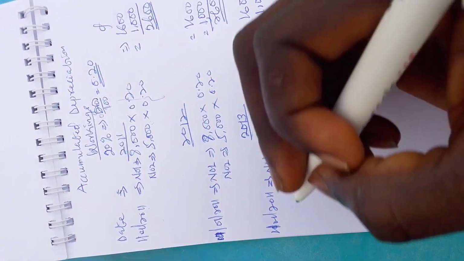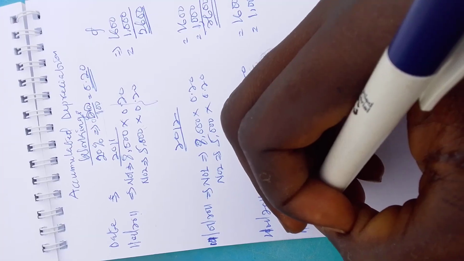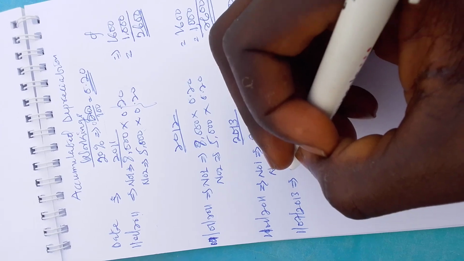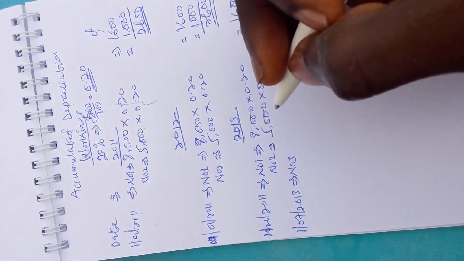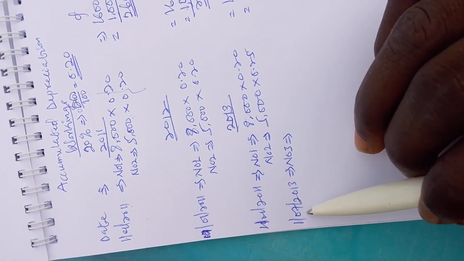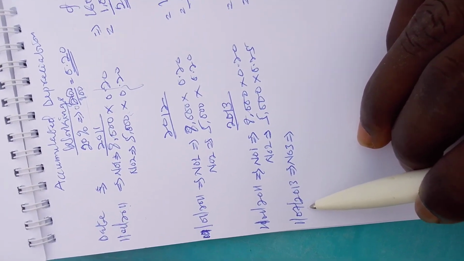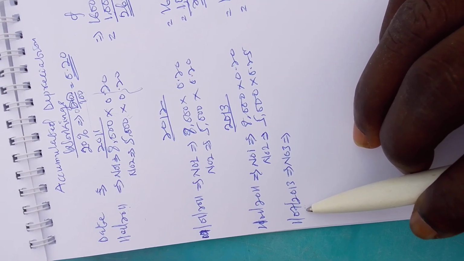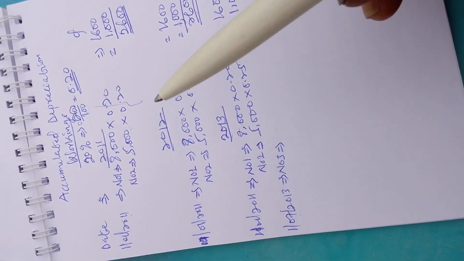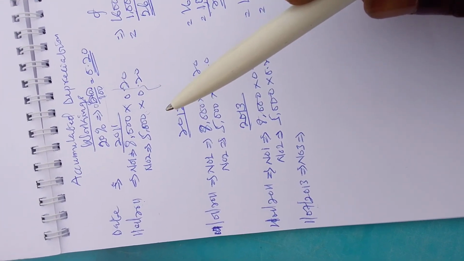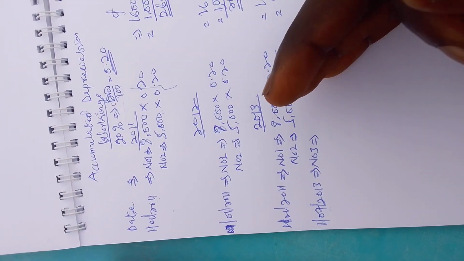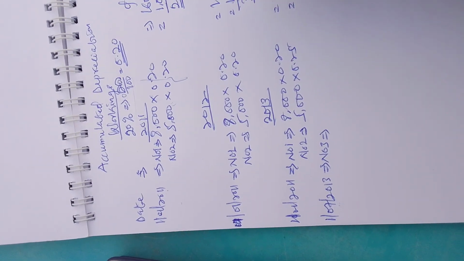So on 1st July 2013, asset number 3 was purchased. It means that the asset was being used from when it was purchased. This is how we assume it: the day the asset was purchased was the day it started being used.